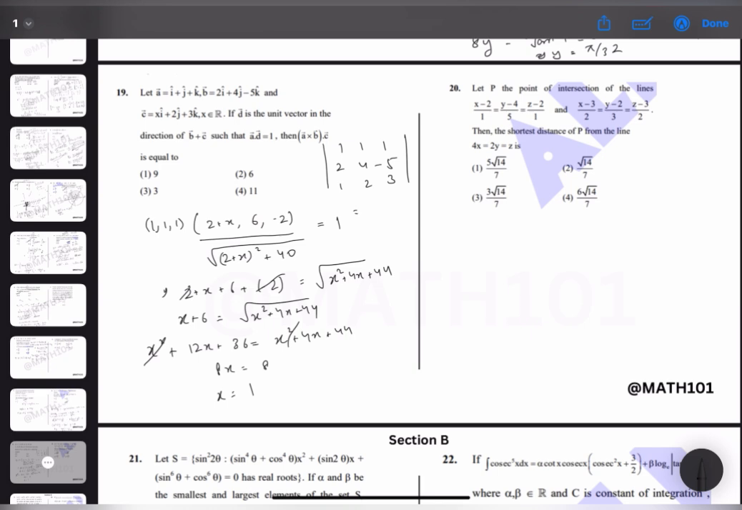Which is equals to 11. So our answer is 11. You can easily find the determinant value anyways.